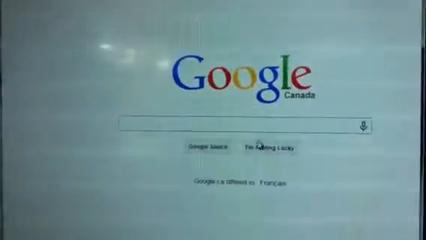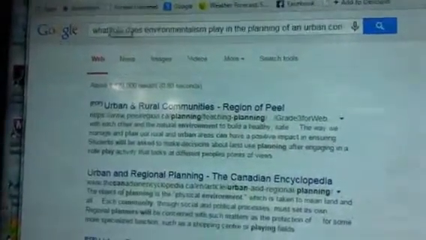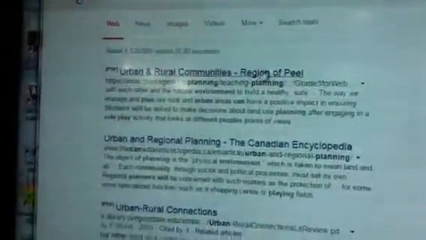What I would like to look at is what typically might happen when a student goes on to Google. So when they go to Google, what do they type? Well, let's say they type basically what they have decided to do their project on, which in this case is, what role does environmentalism play in the planning of an urban community? Well, you'll notice that they came up with 1.1 million results. Most students will just take the top one and go with it.